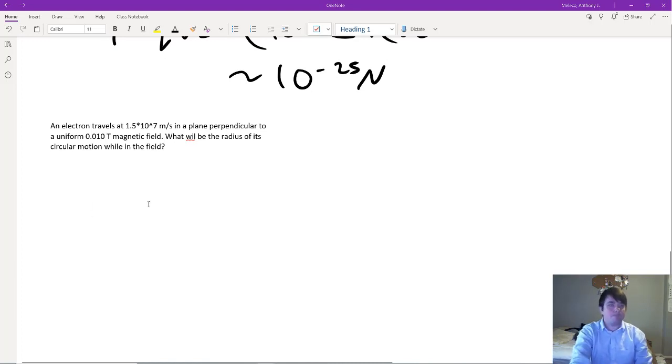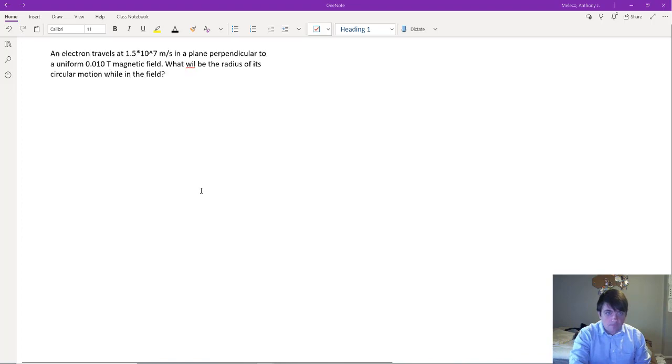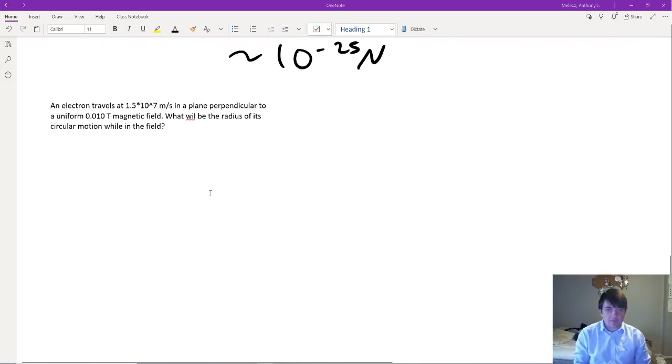All right, number 3. An electron travels at 1.5 times 10 to the 7 meters per second in a plane perpendicular. So perpendicular, that's our code word there, that we're going to have sine 90. So an electron travels at 1.5 times 10 to the 7 meters per second in a plane perpendicular to a uniform field, which is 0.010 Tesla. We want to know what will be the radius of its circular motion while in the field.